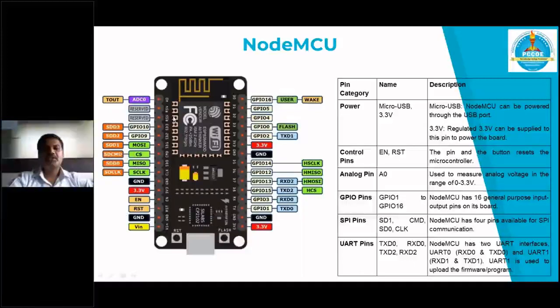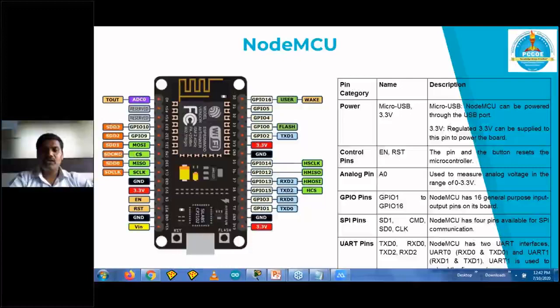We have 16 GPIO pins here. Okay, you can observe it, GPIO 1, 2, 3, 4 up to 16. So we can use these data pins to connect any external circuitry. We also have SPI communication, serial peripheral interface, and also the UART connection to upload your small code into this particular chip. Okay, according to that your system will work. Okay, this is the small configuration of a Node MCU.